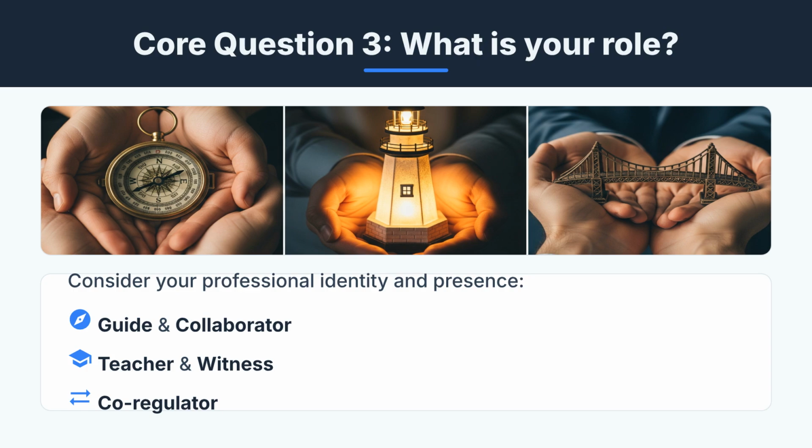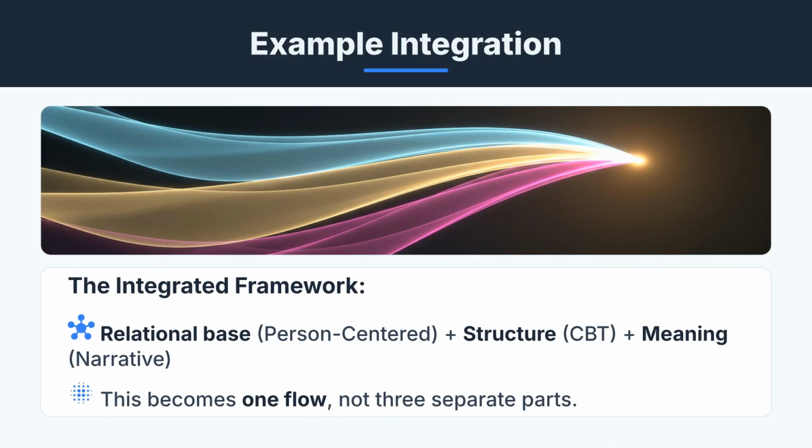Core question 3 asks, what is your role? Are you a guide, collaborator, teacher, witness, or co-regulator? Your integrated theory should ensure your role, goals, and interventions are professionally consistent. An integrated framework might combine a relational base, like person-centered therapy, with structure, like CBT, and meaning, like narrative work. The result is one flow, not 3 separate parts.